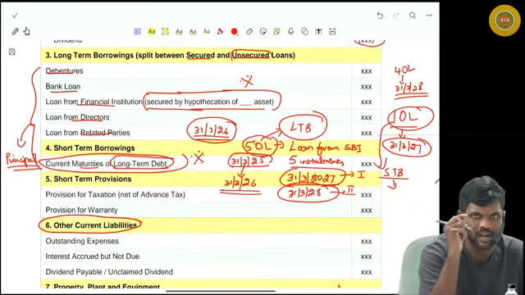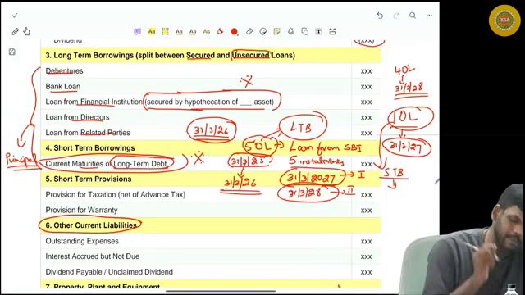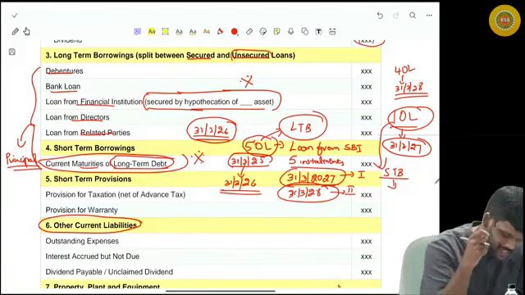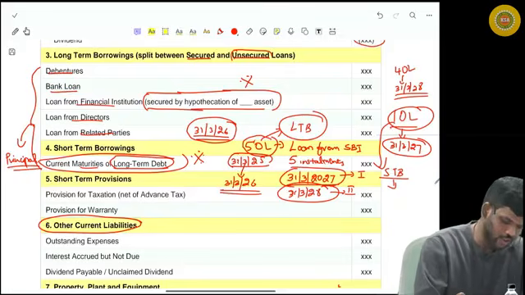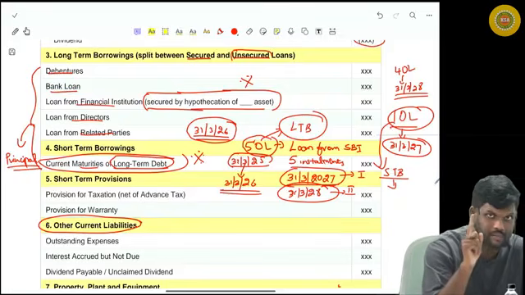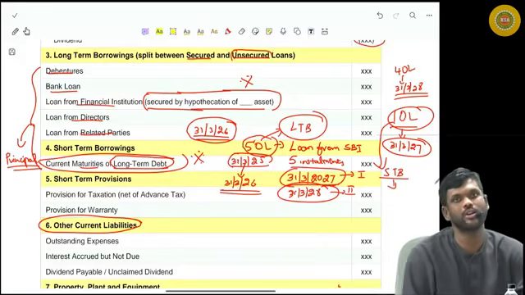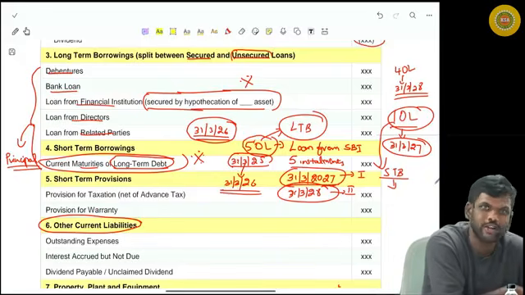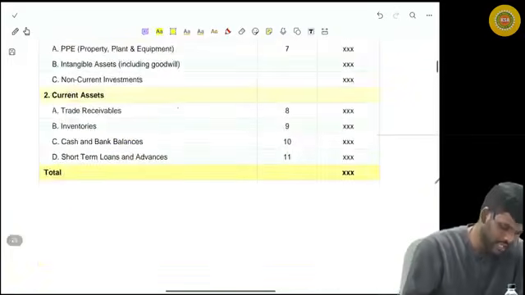All the points that I'm telling you are adjustments in questions asked in the ICAI study material. Okay, so only the principal portion will come here. The interest portion which is payable or outstanding will come under other current liabilities. So ensure you are very clear with that. This is there in one sum in the ICAI study material. Okay, so this is on long-term borrowings and short-term borrowings. In short-term borrowings, please remember that point on current maturities of long-term debt. Moving on in the balance sheet.